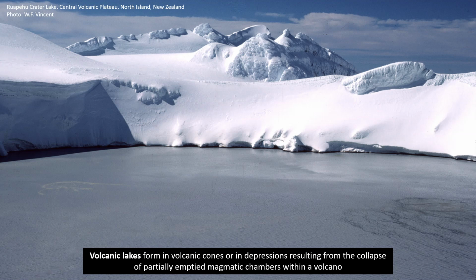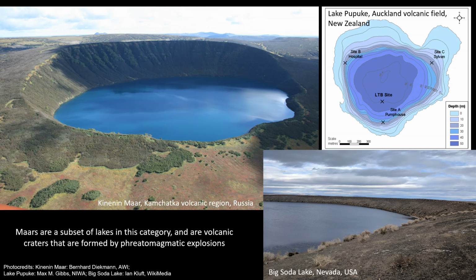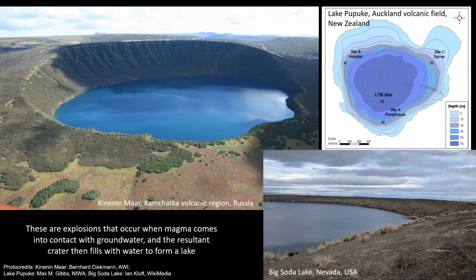Volcanic lakes form in volcanic cones or in depressions resulting from the collapse of partially emptied magmatic chambers within a volcano. Maars are a subset of lakes in this category and are volcanic craters that are formed by phreatomagmatic explosions. These are explosions that occur when magma comes into contact with groundwater, and the resultant crater then fills with water to form a lake.